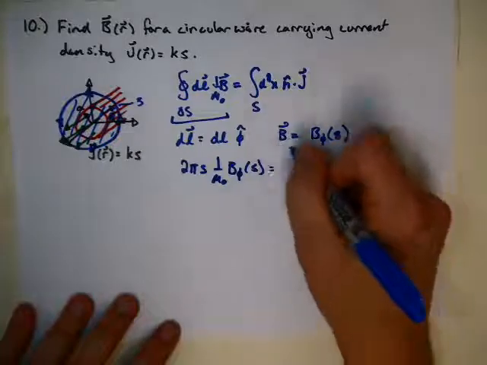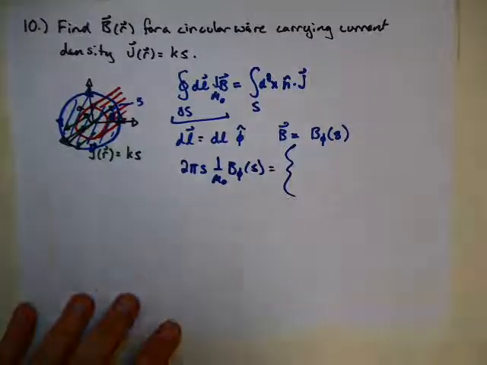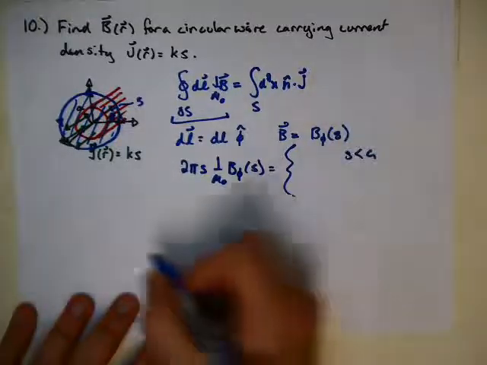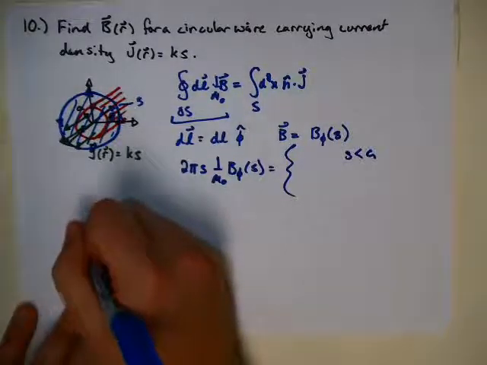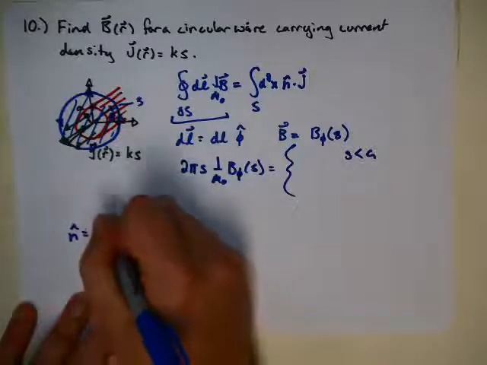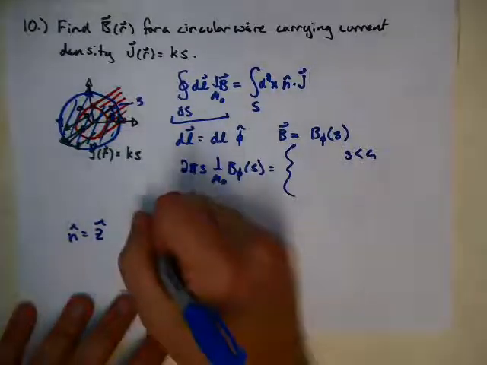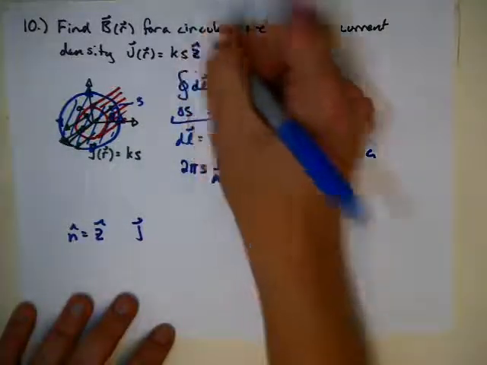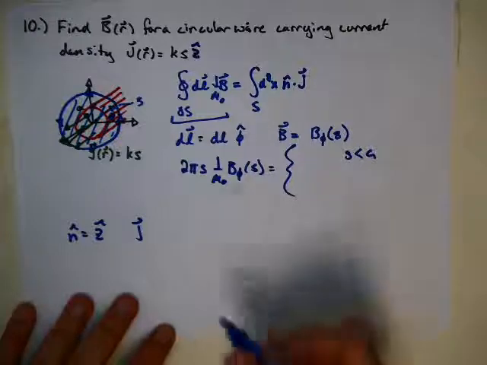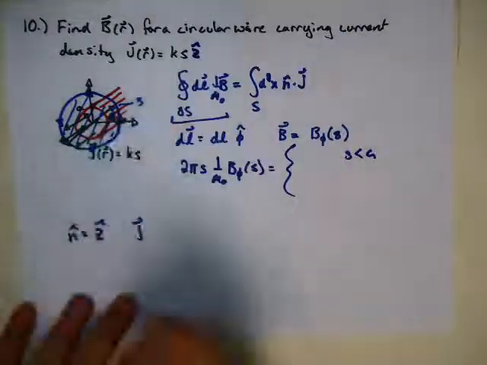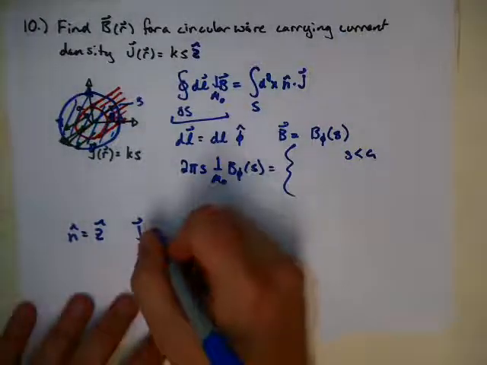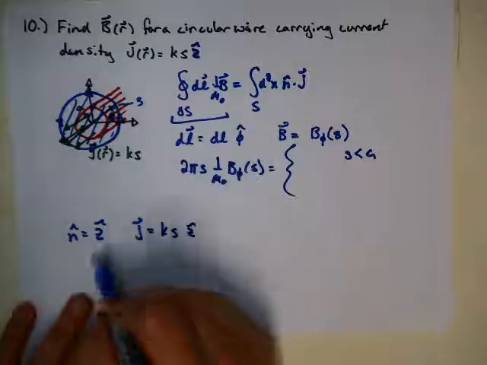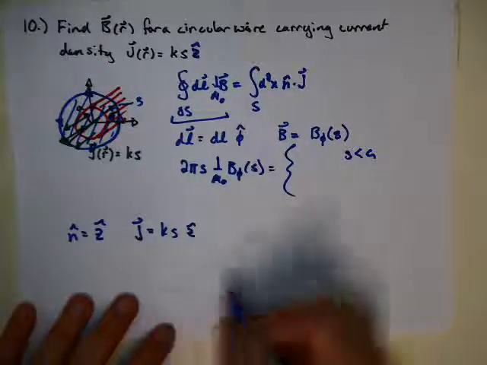On the right-hand side, we actually have to do this in two different regions. If s is less than a, we have to evaluate this integral. n hat for us is going to be in the z hat direction in cylindrical coordinates, and our J, here I didn't write it, is also in the z hat direction, right? Because it's coming out of the page along the axis of the cylinder. So J is ks z hat, and n hat dot J is simply ks.